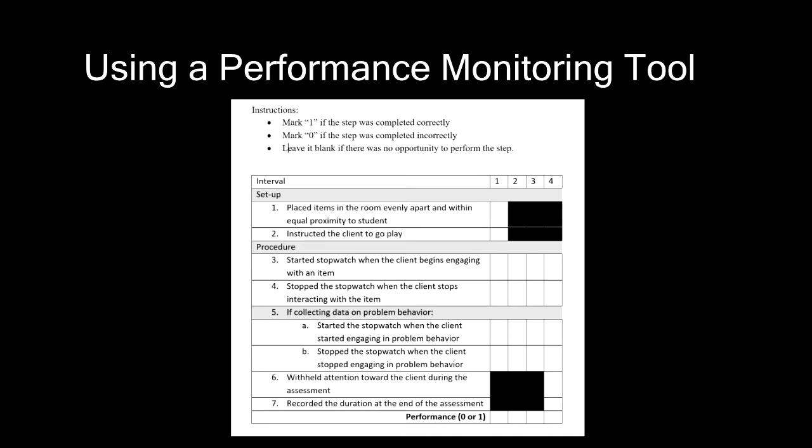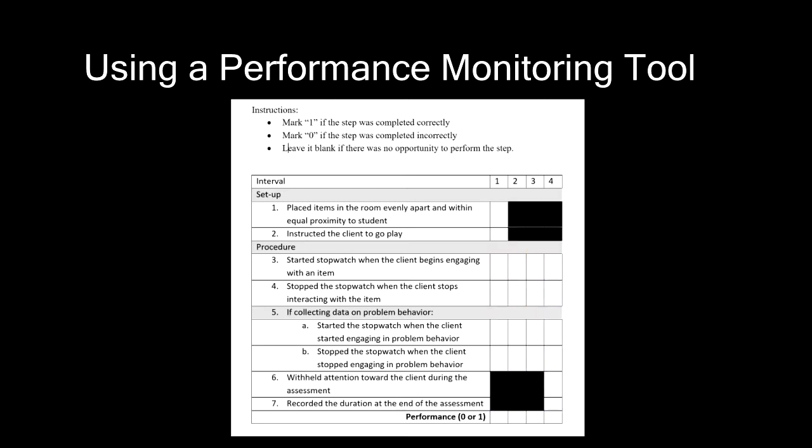To make sure that you're conducting a free operant preference assessment correctly, your supervisor might use a performance monitoring tool like the one shown here. On this section are all the steps that you need to perform during a free operant preference assessment. On this section is where they will mark whether you conducted each step correctly or incorrectly during each interval.